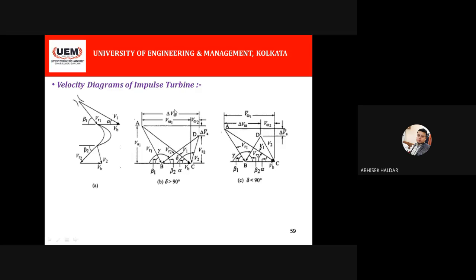This type of MCQ may also come. Which component is responsible for generating power in the turbine blades? The tangential component, axial component, both, or something else? The answer should be the tangential component, not the axial component, or both.